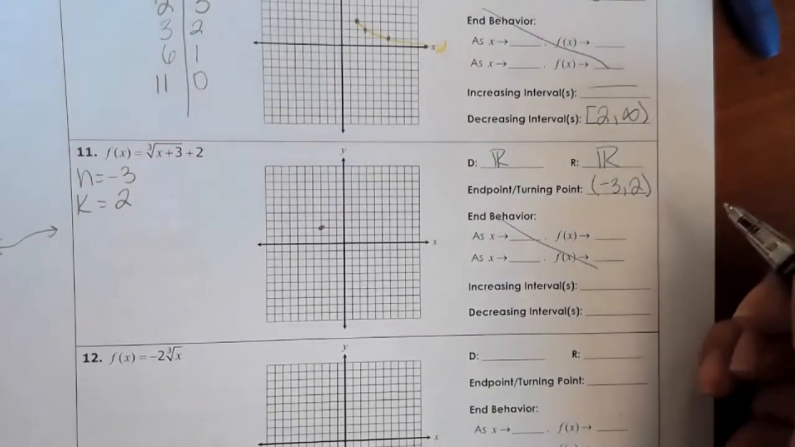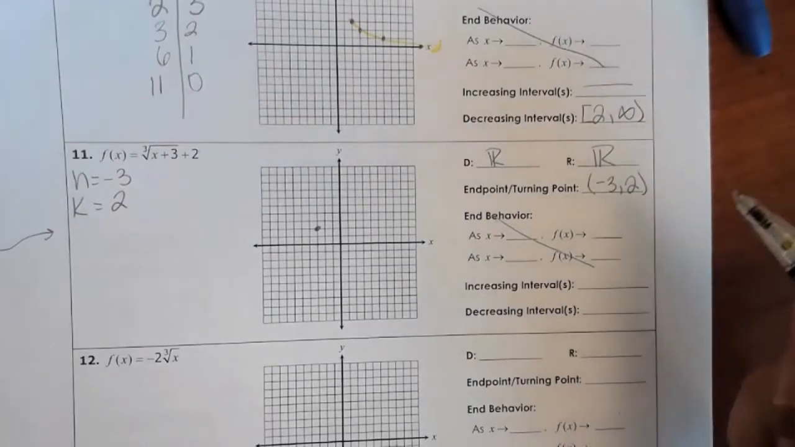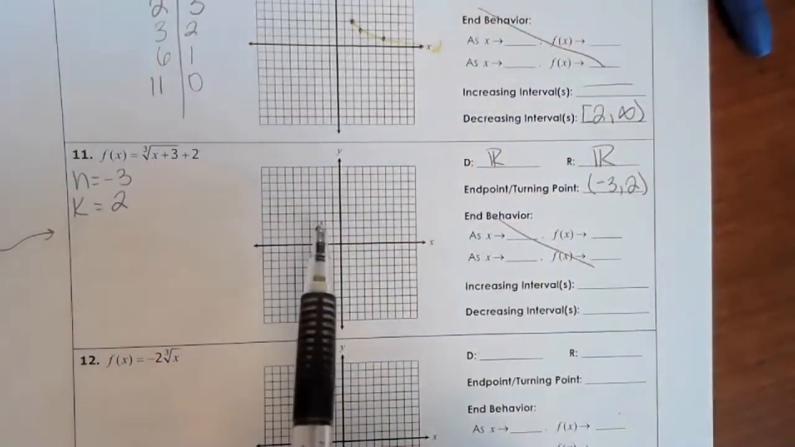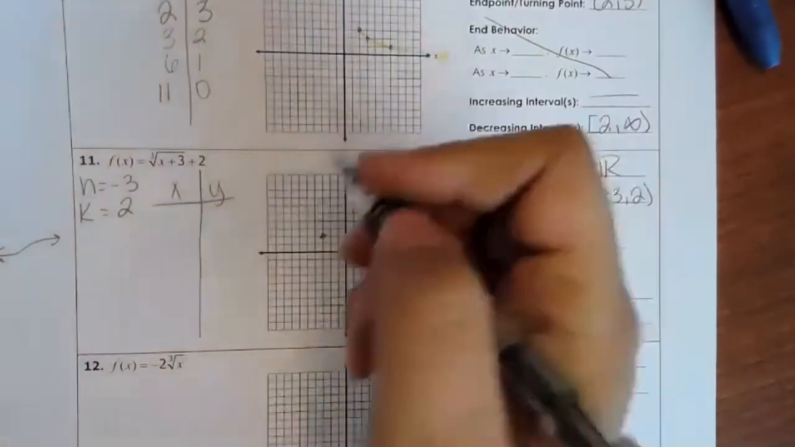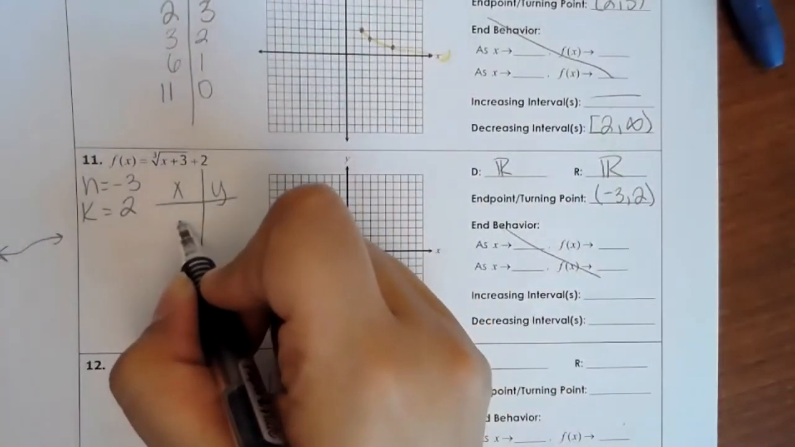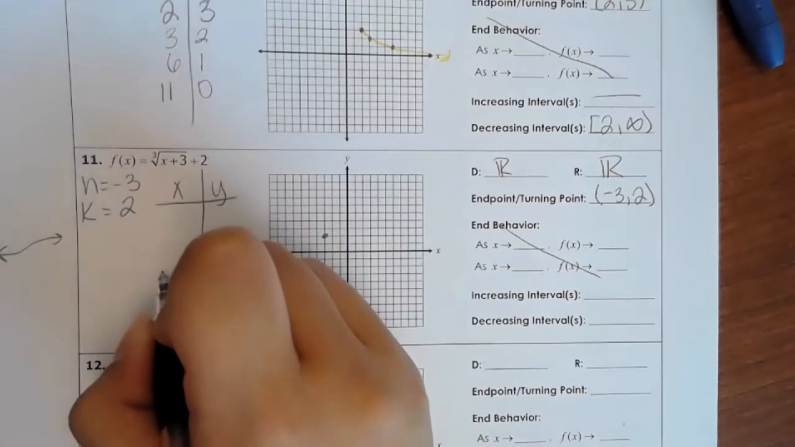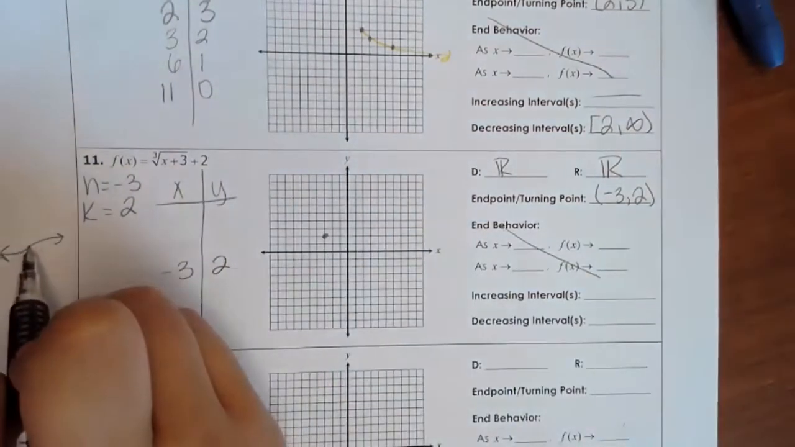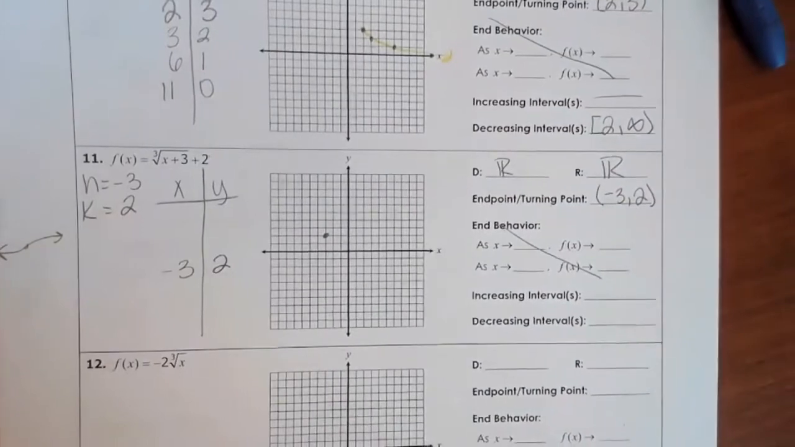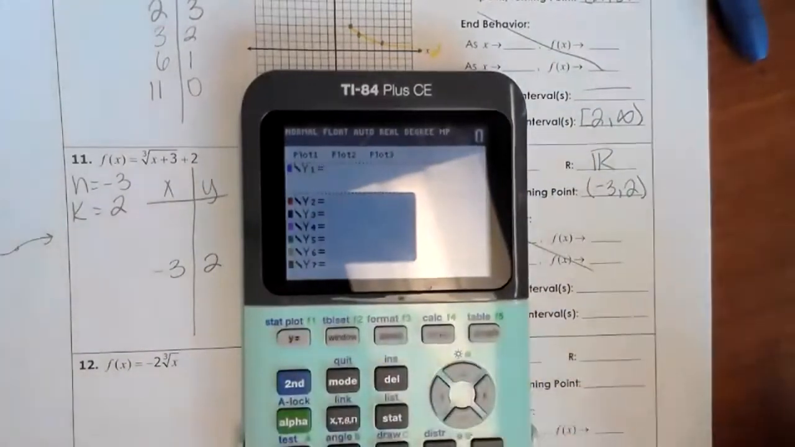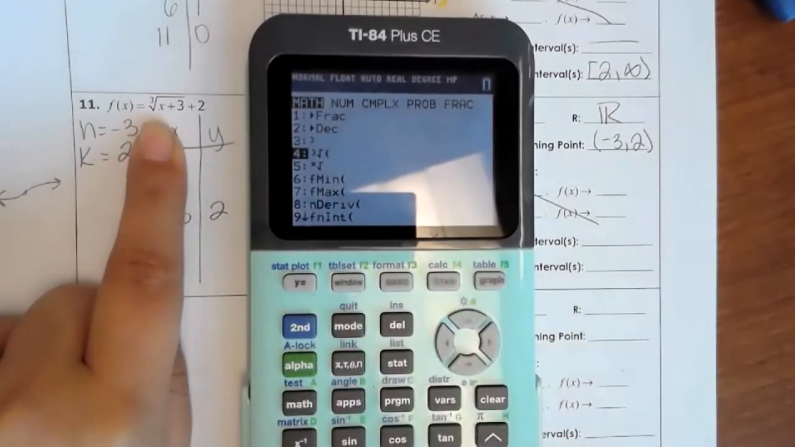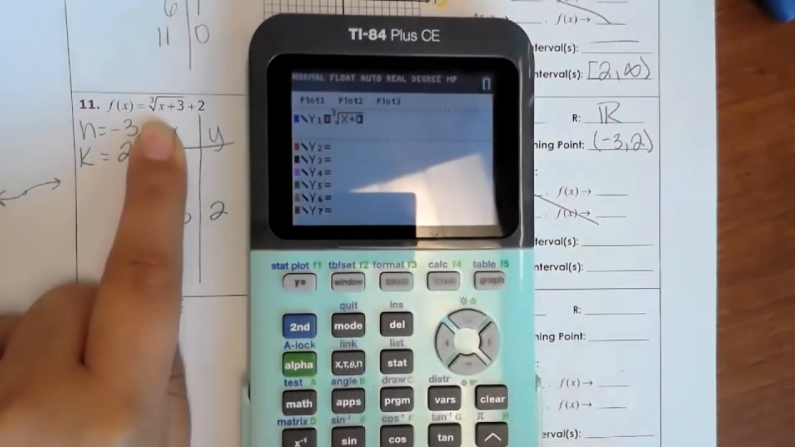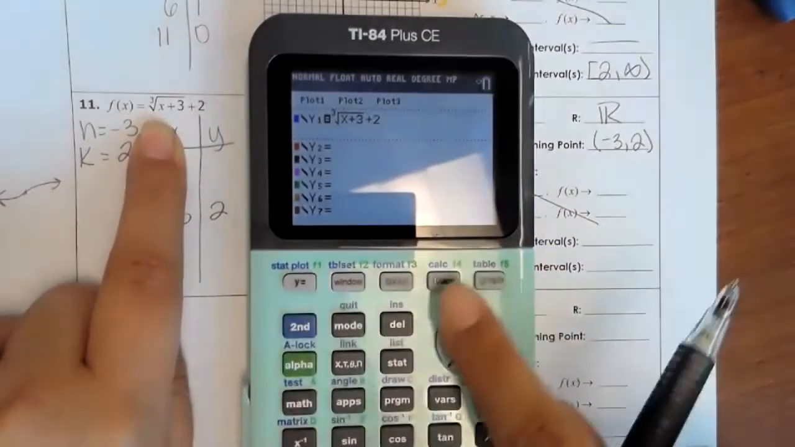Let's see. If you would like to, you could also make a chart here. Except instead of putting the turning point at the beginning, you're going to put it in the middle, because the turning point is right here and it's going to have points to the right and left of it. To use the cube root, you hit math and go down to number 4. And then you're going to plug it in as it looks and go to the table.